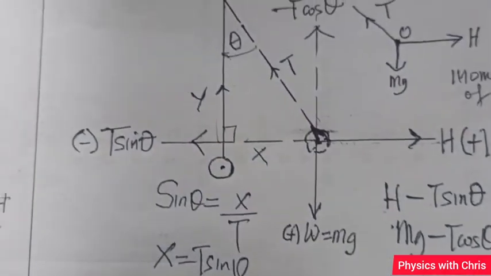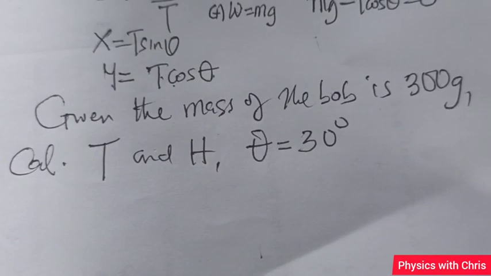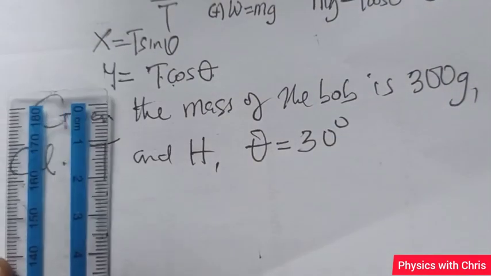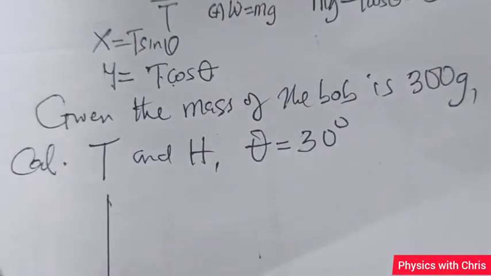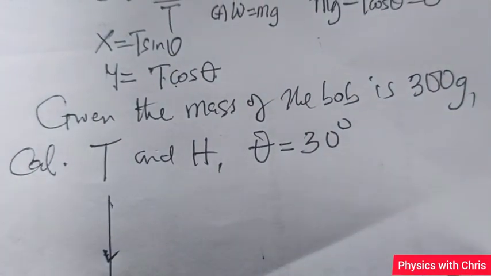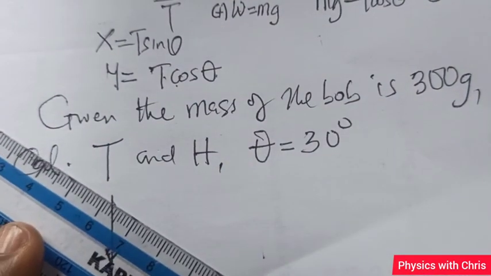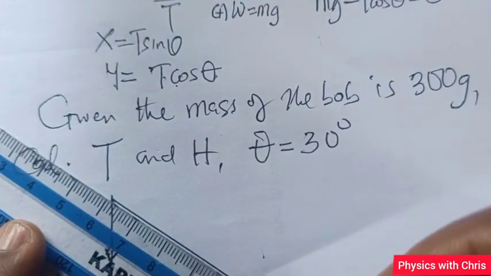Sometimes they can give you the angle it makes with the horizontal, so you should be very, very careful there to know what exactly to do. So let me redraw my diagram. Using my triangle of vectors, I can solve it, or I can use the equations I just resolved to solve for the two forces H and T. But let's use this one first of all.